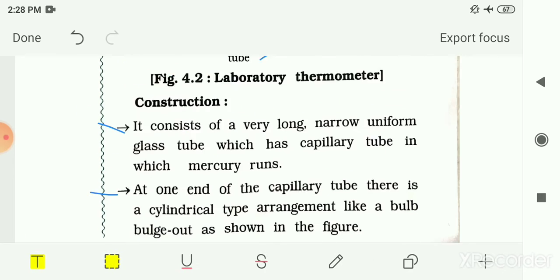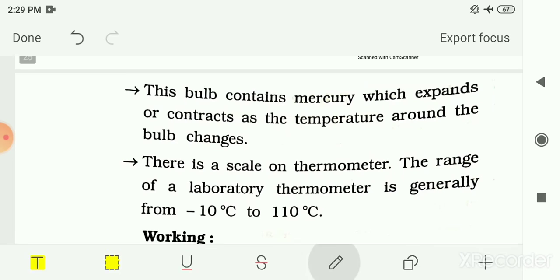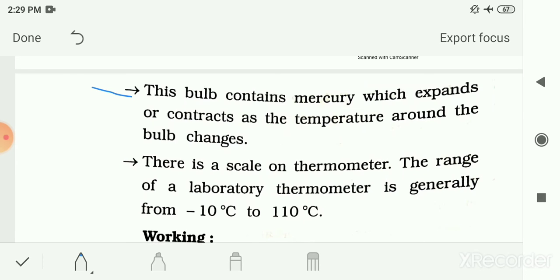Now next is, this bulb contains mercury which expands or contracts as the temperature around this bulb changes. As the temperature changes, this mercury expands or contracts according to that temperature. And there is a scale on the thermometer. The range of this kind of laboratory thermometer is generally from -10 degrees Celsius to 110 degrees Celsius. So this is the construction of the laboratory thermometer.